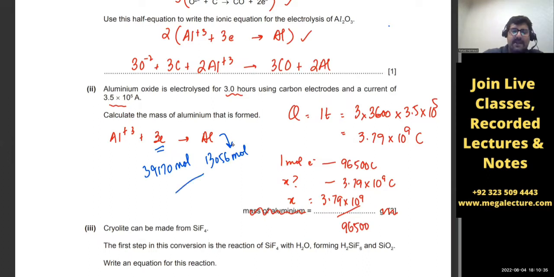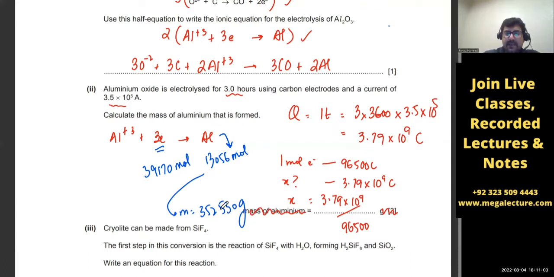And I can find the mass now. What do I need to do to find the mass? Multiply the moles by the Ar, which is 27. So if I multiply it by 27, I'm going to get 352,530 grams. Okay, that's going to be my answer for the mass of aluminium.